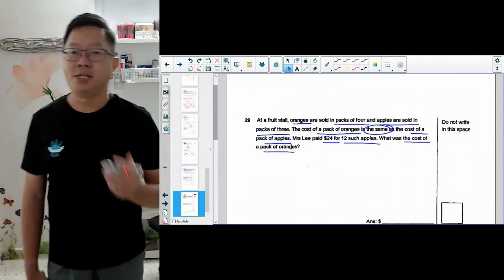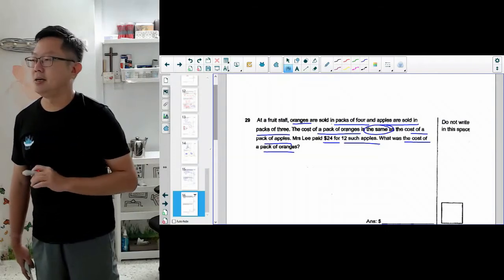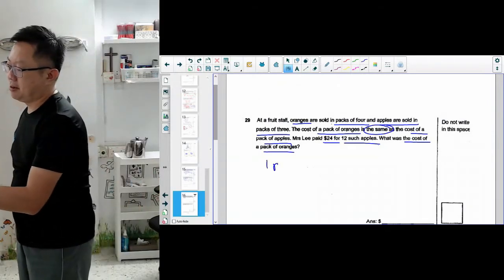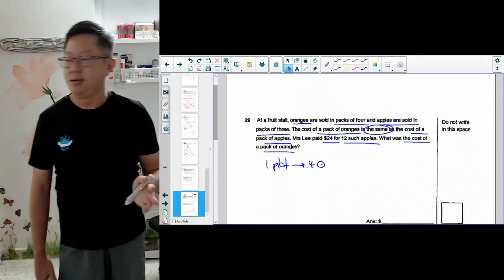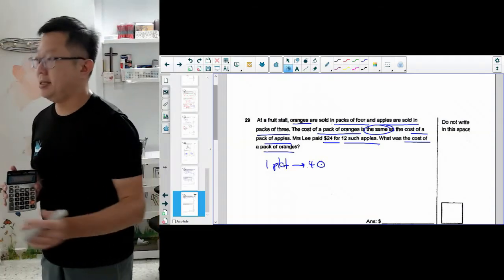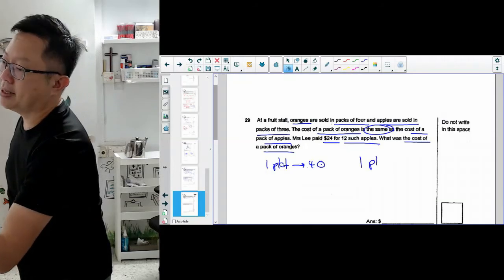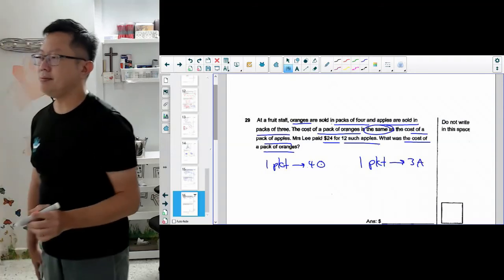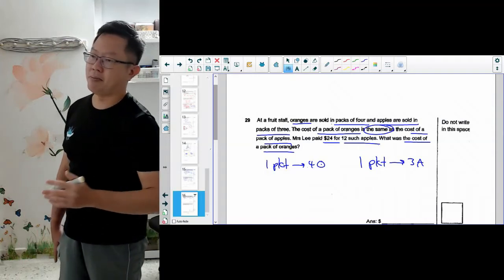Now, usually what I would suggest to you is write some simple steps. Read the question carefully. Try to write down some important things. For example, oranges are packs of 4, so you can just write down one packet, there are 4 oranges. Write down something like this, so that you break down the problem into something easier that you can see. And then apples are sold in packs of 3, so 1 packet of 3 apples. So you can see that 1 packet of oranges is the same as the cost of a packet of apples.